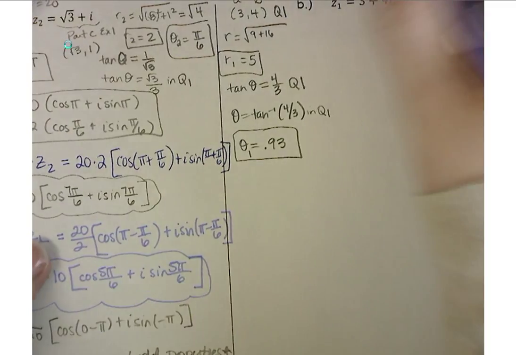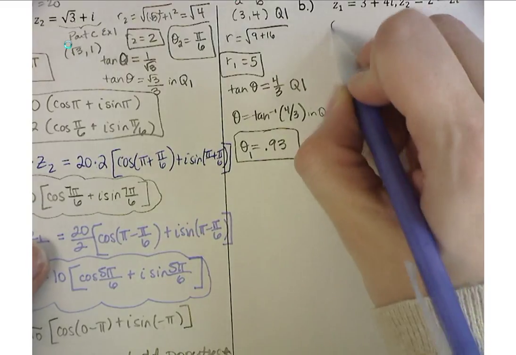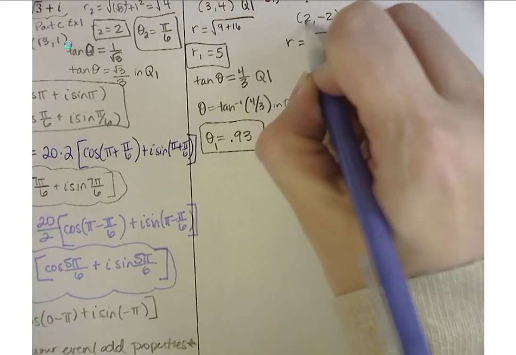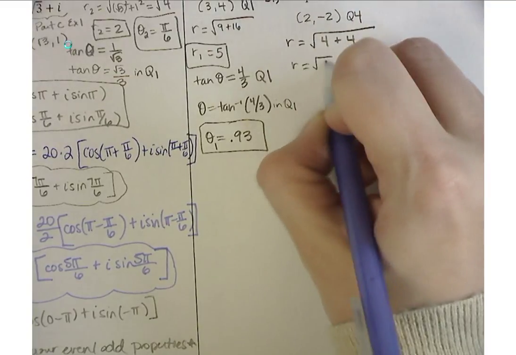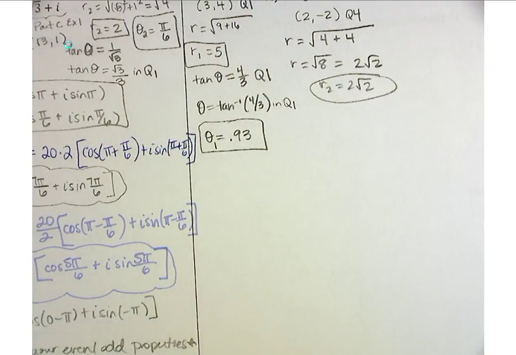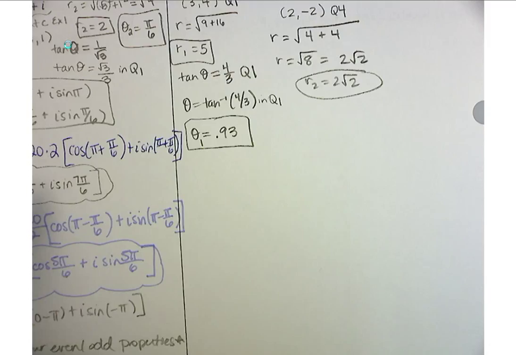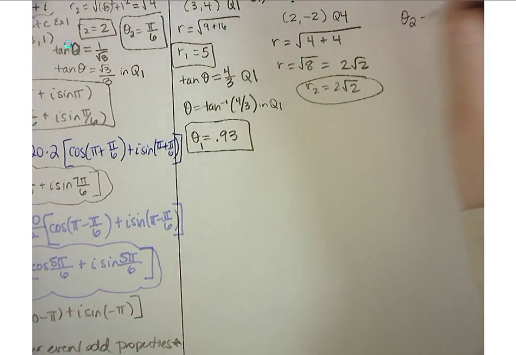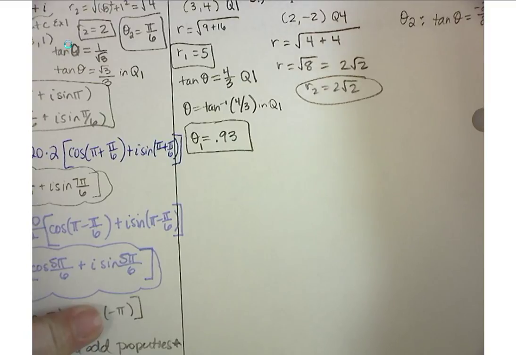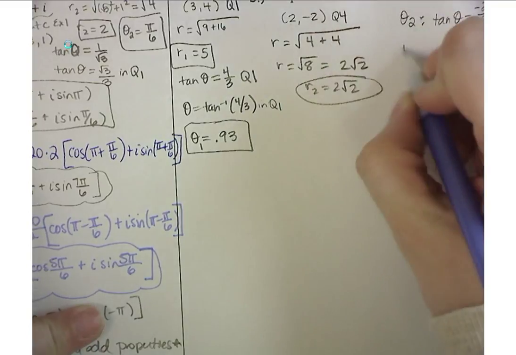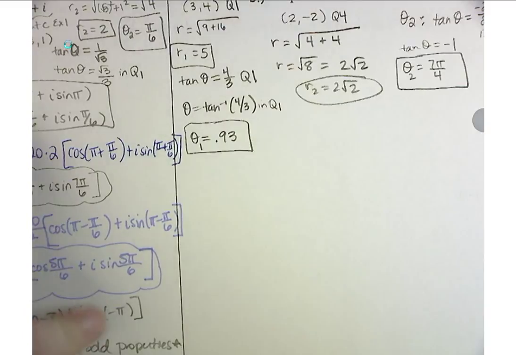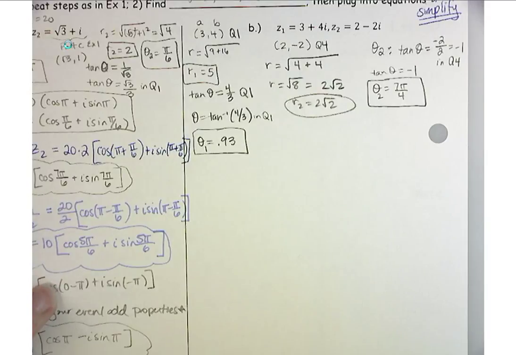And then we're going to do our r sub 2. Again, I just write my point down. My point is (2, -2), which is in what quadrant? 4. So 2 squared is 4, negative 2 squared is 4. If you have a square root and it has a perfect square in it, you do need to simplify. So your r sub 2 is going to be 2 root 2. And then your theta sub 2 would be the tangent of theta equals b over a, so negative 2 over 2, which is negative 1 in quadrant 4. So where is the tangent negative 1 in Q4? 7 pi over 4. So that's going to be your theta sub 2.